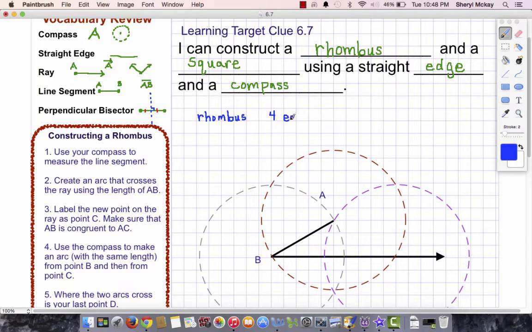4 equal sides, okay? Now, a square has 4 equal sides as well, but a square has one extra part to it, and that is what? It's that it has 4 right angles. A rhombus does not have to have 4 right angles. It just has to have 4 equal sides. So a rhombus can look something like this, where each side is equal, but it's not right angles. It can look like this.